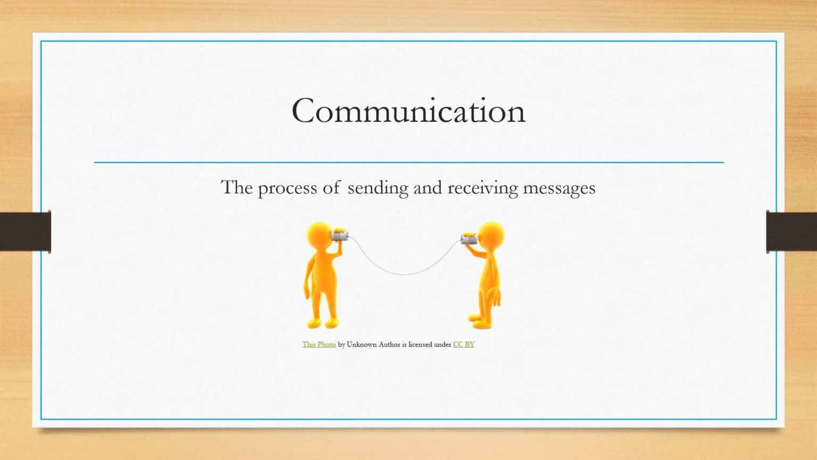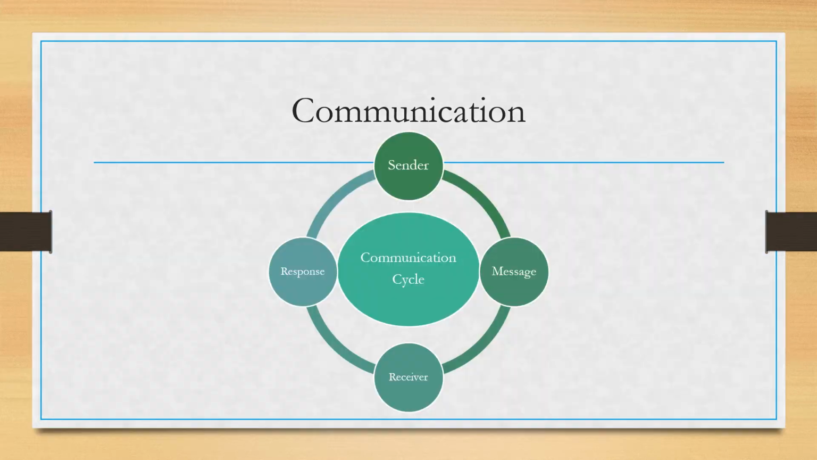So at the core, communication is simply the process of sending and receiving messages. But communication is a little bit more than that. In fact, communication has something called the communication cycle. In the communication cycle, you have a sender, a message, a receiver, and a response. The sender is the person sending the message, as well as the message. The receiver is the person receiving the message, and then the response is the receiver following up with the sender.